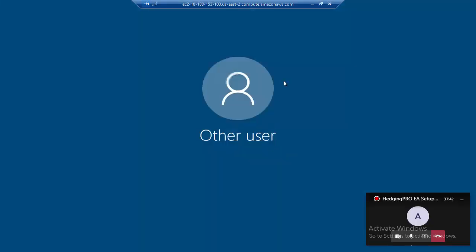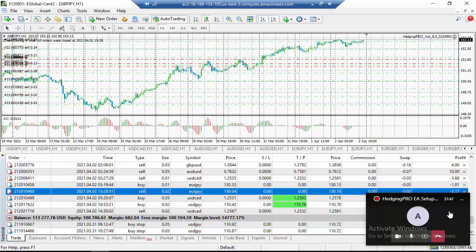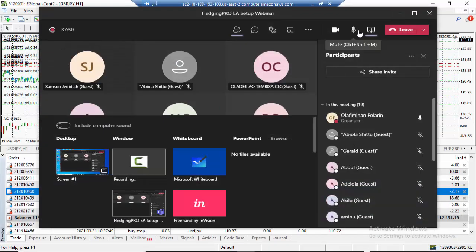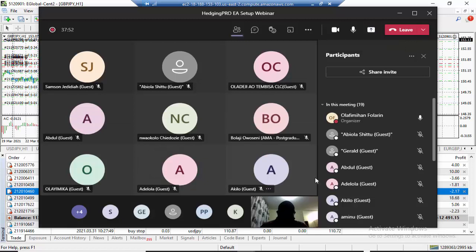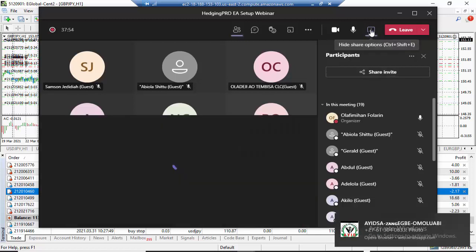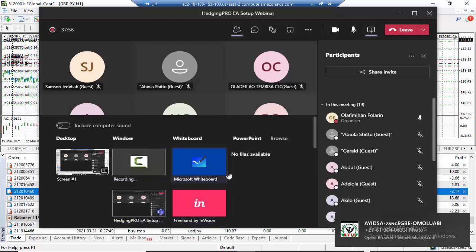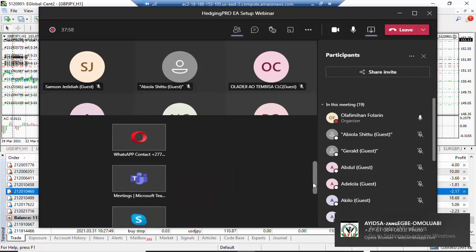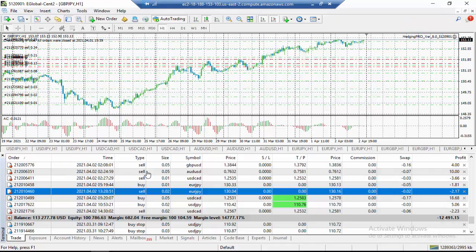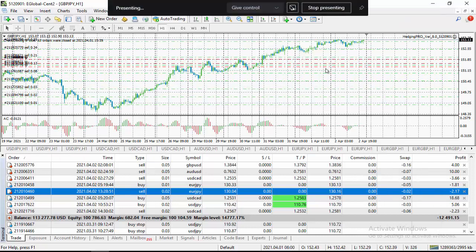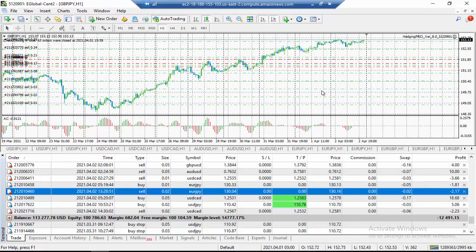Okay, I'm logging to my trading server. I think all of us that are using the software by now must understand what is called a trading server. So now let me come back here and share my screen again. Let me scroll down. Okay, good. I think we are all seeing the screen. Are we seeing the screen now, please? I can see it, sir.